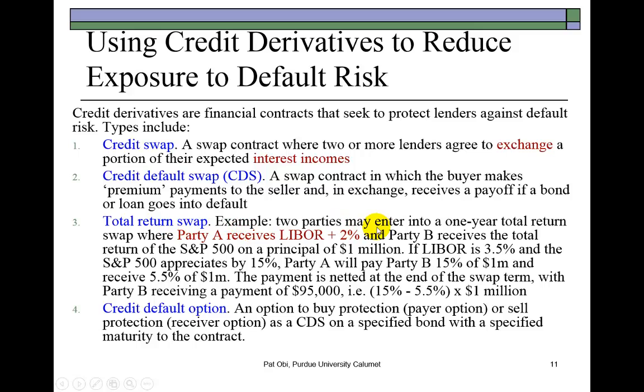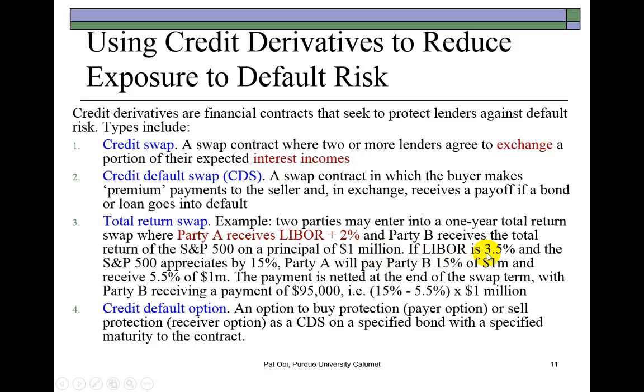For example, two parties may enter into a 1-year total return swap where party A would get paid LIBOR plus 2%. LIBOR is the London Interbank Offered Rate, which is a short-term interest rate that changes pretty much by the day. And then party B would receive the total return on the S&P 500 on a principal amount of, let's say, $1 million. So now this is how it works.